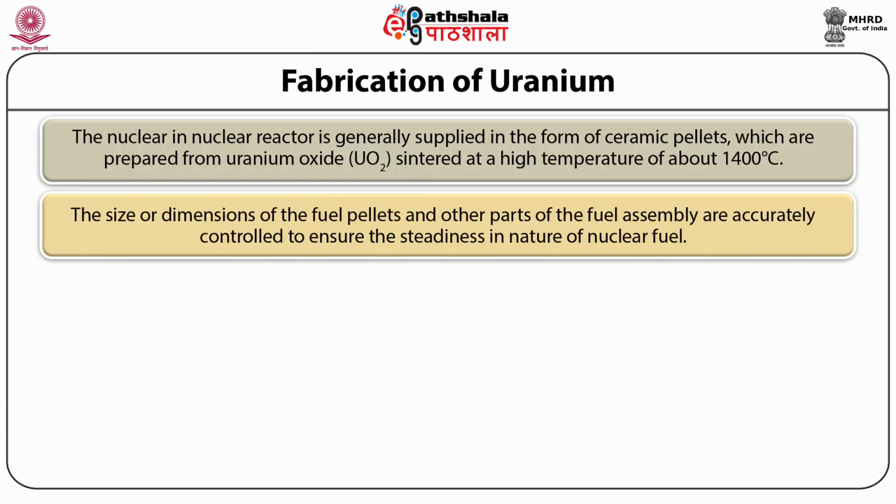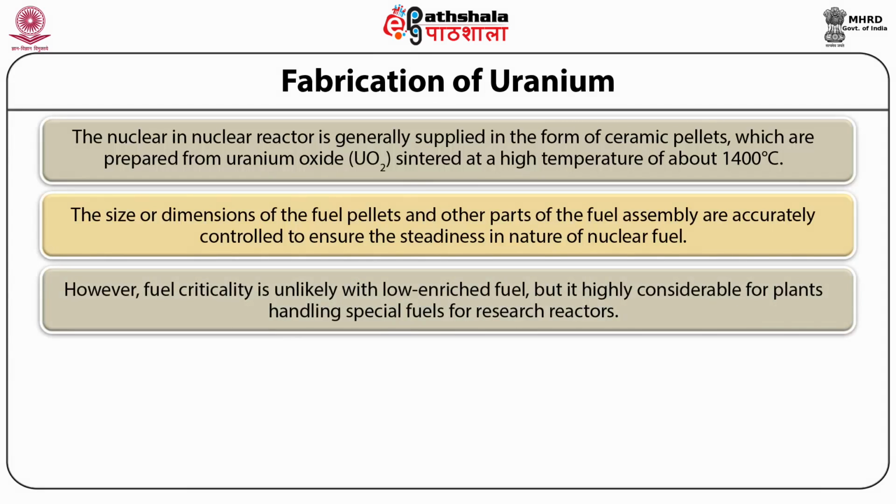The size and the shape of processing vessels are taken very precisely with great care to avoid criticality, a limited chain reaction releasing radiation. However, fuel criticality is unlikely with low enriched fuel, but it is highly considerable for plants handling special fuels for research reactors. Some 27 tons of fresh enriched fuel is required each year by a 1000 megawatt reactor.